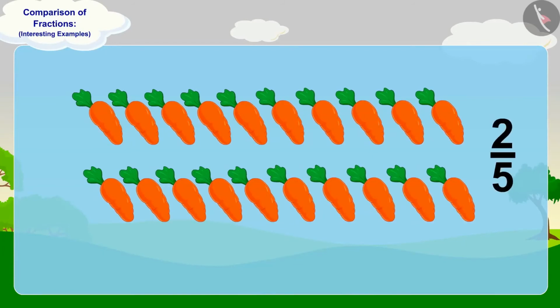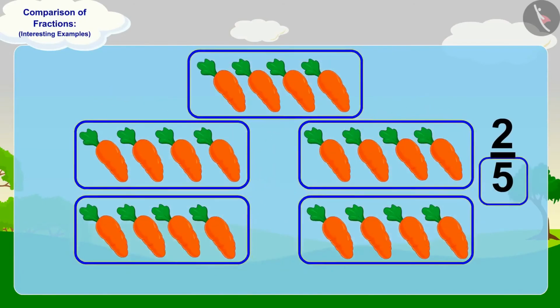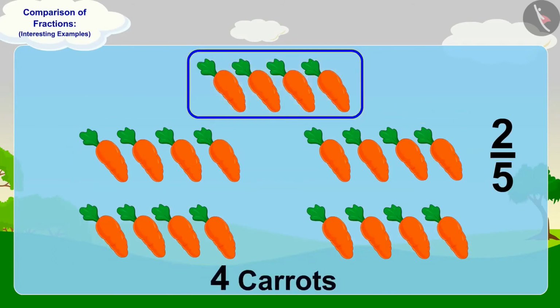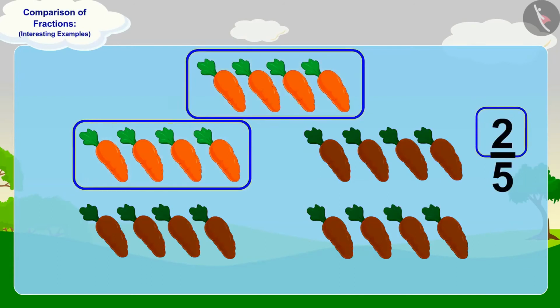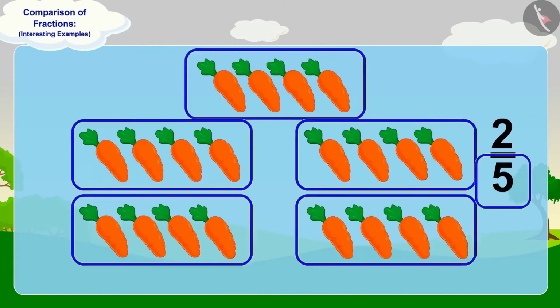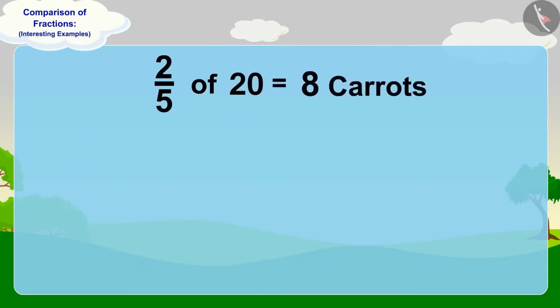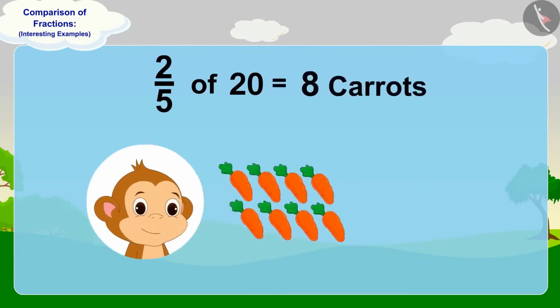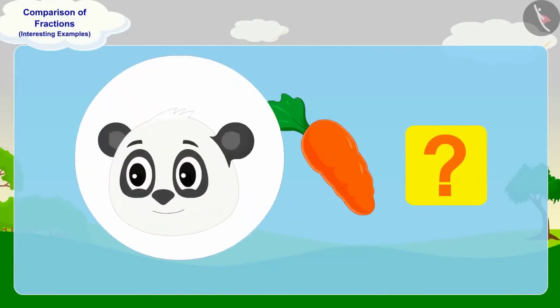To find 5 parts of 20 carrots, we will divide 20 carrots into 5 equal parts. In this way, there will be 4 carrots in each part. Now, to find 2/5 part, we have to take 2 parts out of these 5 equal parts. In this way, 2/5 parts of 20 carrots will be 8 carrots. Babban will give 8 carrots to Bunny. Let us see how many carrots will Babban give to Golu.